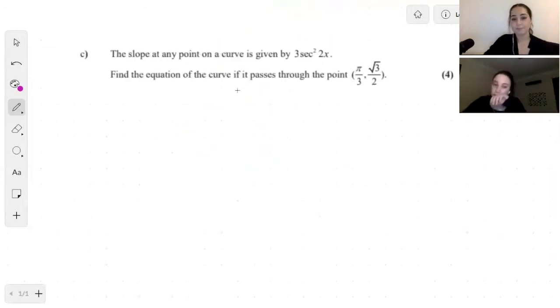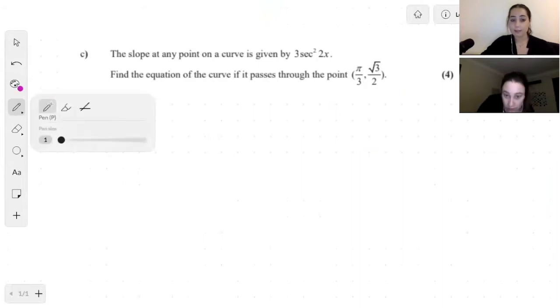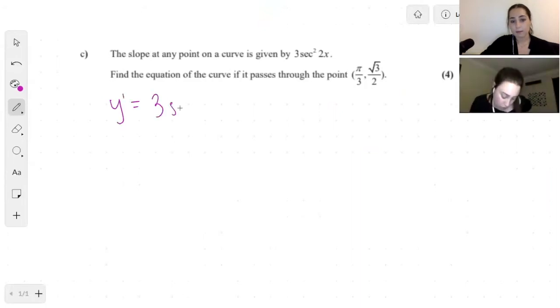Next one. A slope at any point on the curve is given by... Oh, so it's a gradient. Yes. Oh, it's the same thing we did before. 3 sec squared 2x. Okay, so it's 3 sec 2x, all squared. Yes, all squared.